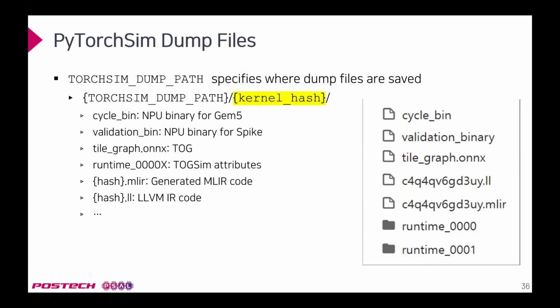Each compiled kernel gets its own subdirectory under the dump path, named by a hash of the kernel. Inside, you will find the cycle binary for Gem5, and the validation binary for Spike, the tile graph ONNX, which is the TOG, and several runtime attribute files. You can inspect the MLIR and LLVM IR files to understand what code was generated for your workload.